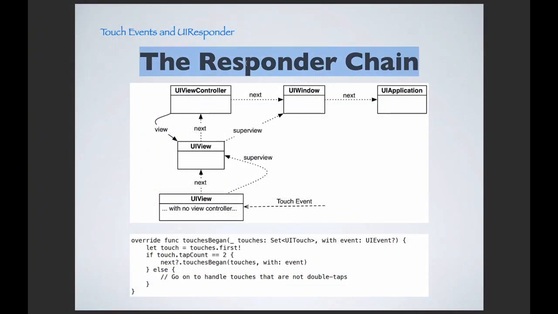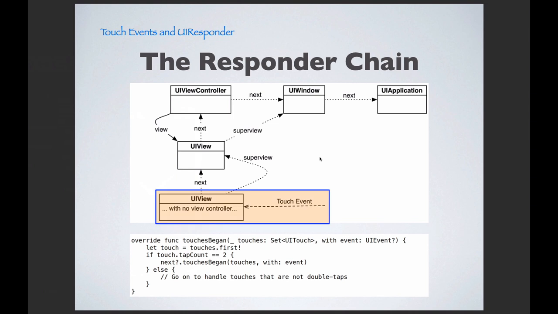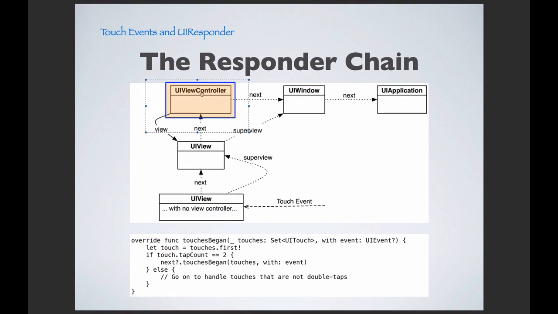The responder chain. Let's briefly review the responder chain of these touch events. A touch event starts at the view that was touched. The next responder of a view is typically its UIViewController or its superview. The next responder of a view controller is typically its view's superview. The topmost superview is a window.